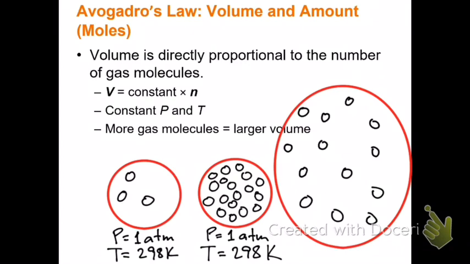So that's what Avogadro's law is saying: if you keep the pressure constant as well as the temperature, then the increase in number of molecules results in the increase in volume. So they are directly proportional to each other.